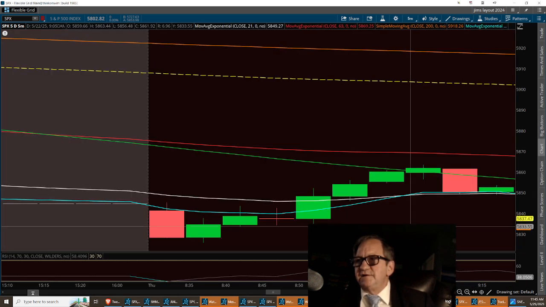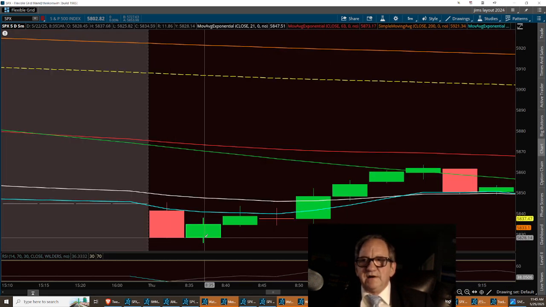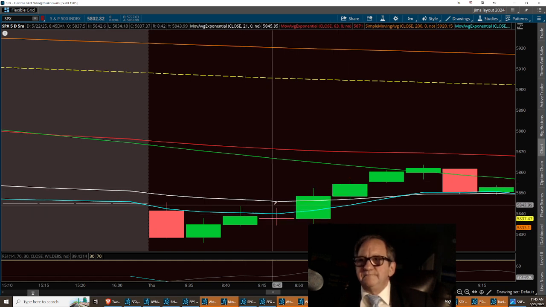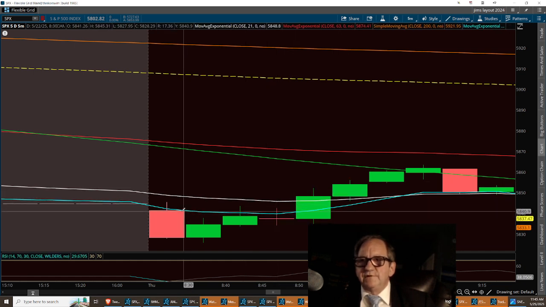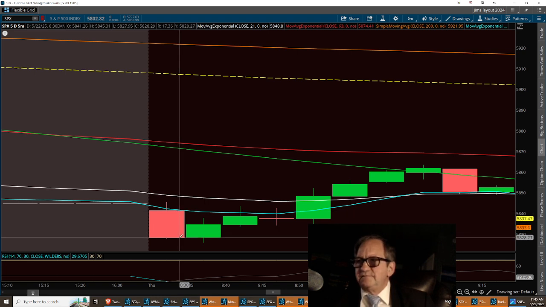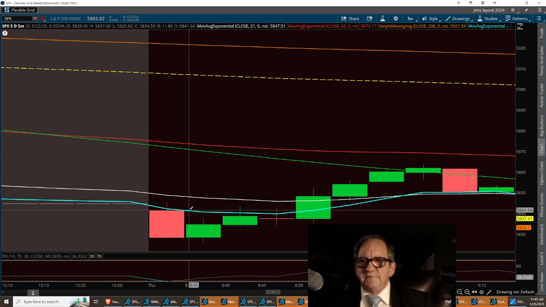So the next day comes in. You got a tweezer bottom, run it all the way up, decide where you want to get out. If you want to get out at the top of that candle right there, that's a $12-13 trade. That's probably worth about $100 a contract.